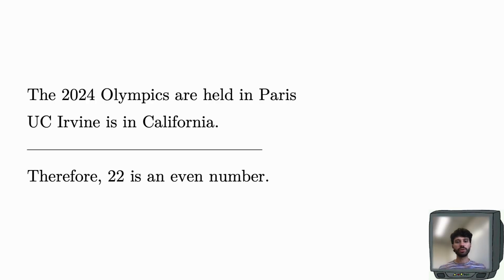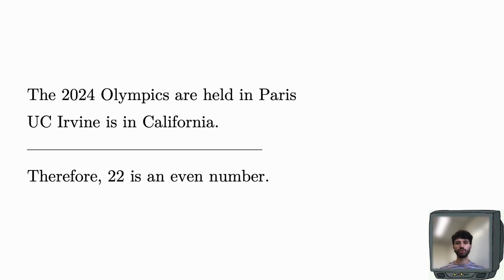So let's look at another example which will convince you that really what we don't care about is whether the premises and even the conclusions are true. What we care about is the relationship between the premises and the conclusion, the logical relationships between them. So look at this argument. The 2024 Olympics are held in Paris. UC Irvine is in California. Therefore, 22 is an even number.